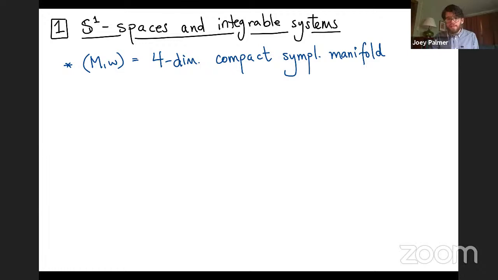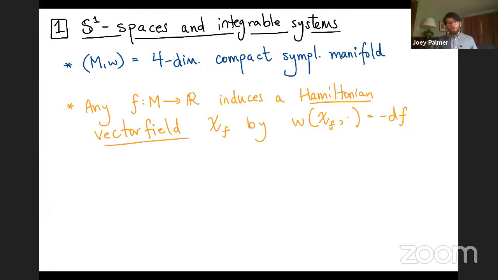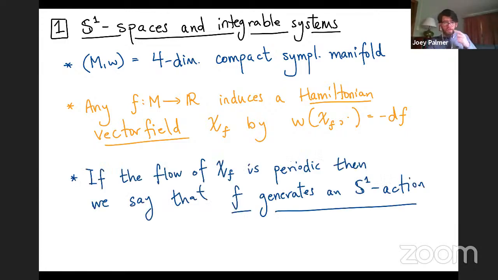Now I can say a few things that I think probably everyone knows. If you start with any real valued function on a symplectic manifold, it induces a Hamiltonian vector field by this equation. Some people put a minus sign, some people don't. That's not going to matter for me. What we're interested in are the situations where the flow of that vector field is periodic. If the flow is periodic, we say that F generates an S1 action. It just means that F is the Hamiltonian function for the Hamiltonian action of the circle, S1. And I'll assume that the periods are all 2 pi, just to make things easier.